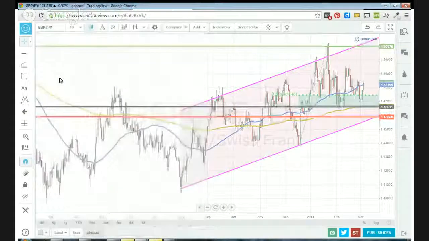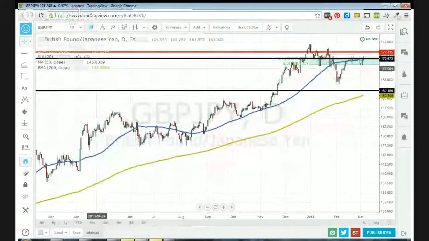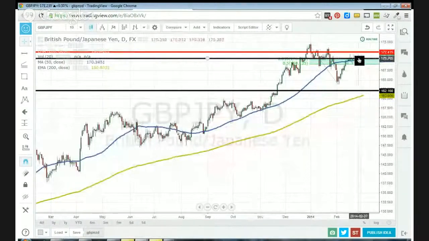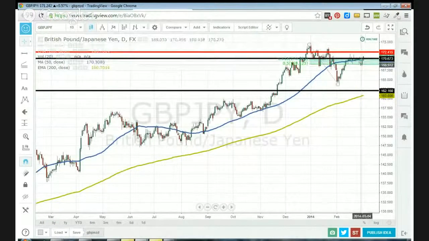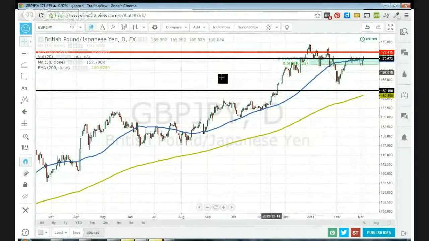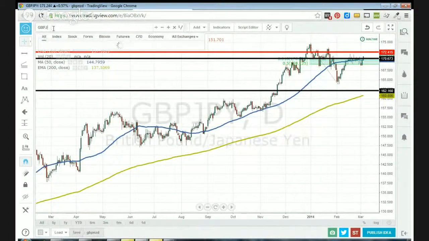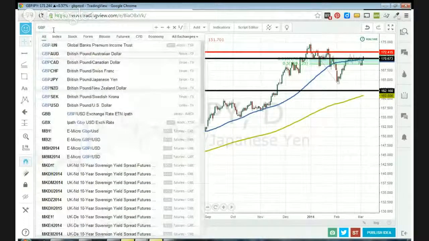Pound yen. Yeah, so we looked at this. I'm short here. This black line, stop at the red line. This price action isn't exactly what I was hoping to see because it broke through that resistance level with quite a bit of conviction. But we'll see. Nothing I can do at this point. I'll just wait it out.